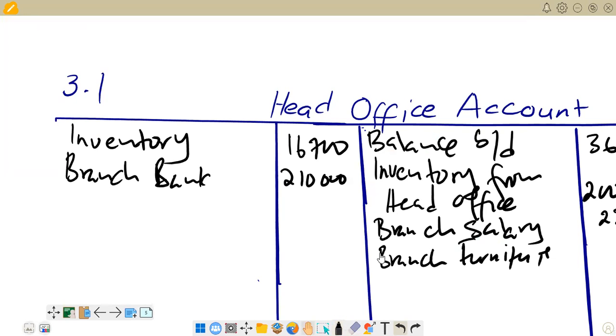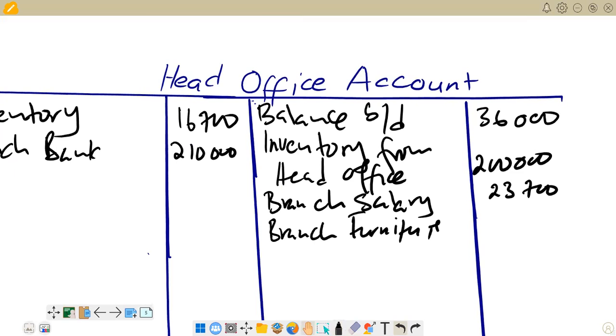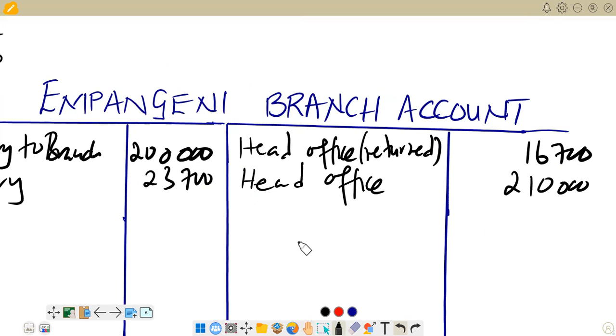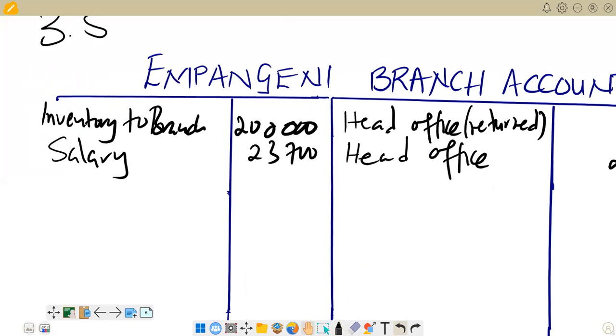It's branch furniture, and the branch furniture that we are having is 10,500. And we go to the branch account and debit. It's furniture from head office. Right, this one, and then you can say furniture, 10,500. So this is what we have, and then obviously we can go back again to check the next one.